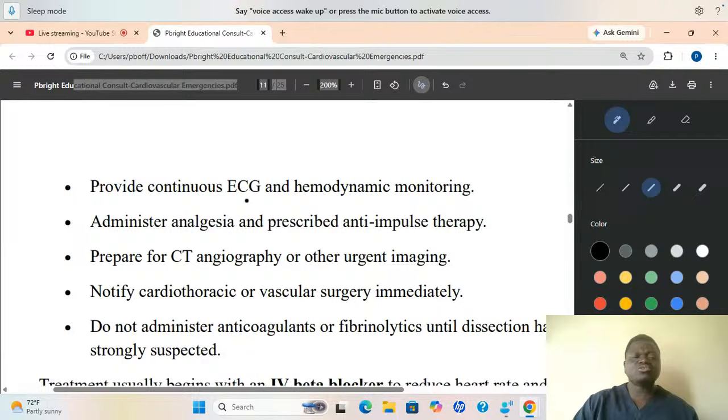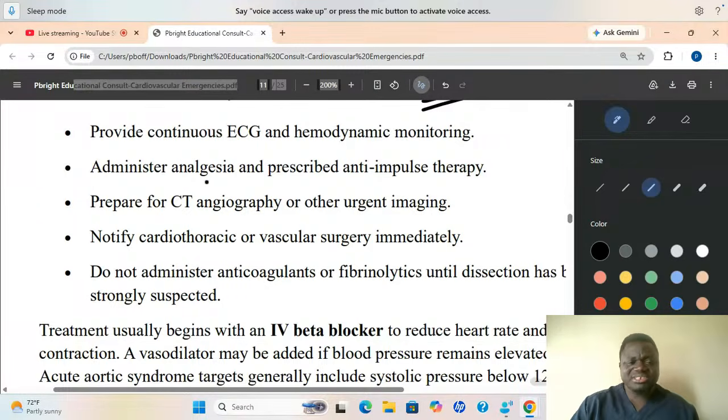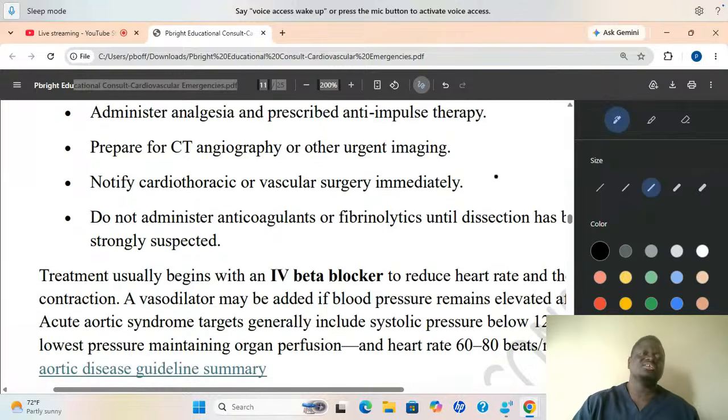You provide what? Continuous EKG monitoring. Yes, smoke over fire, sky over green, chocolate in my heart, 5 lead continuous telemetry. Then you do your EKG for diagnosis to know your electrical conduction. Administer your aspirin or analgesics and prescribe anti-impulse therapies. Prepare for CT angiography.